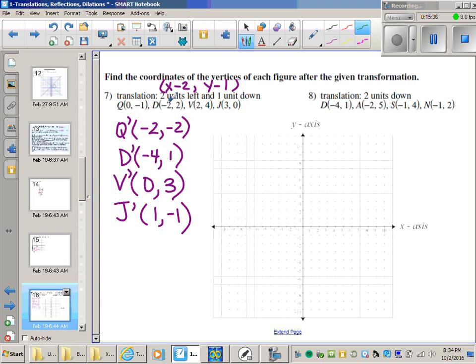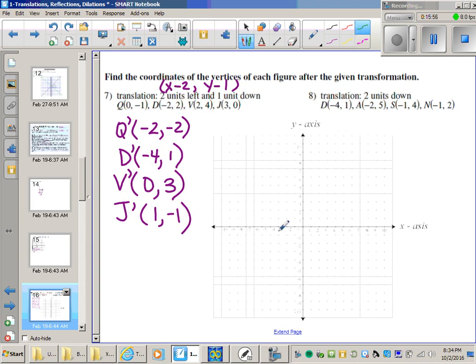Then with each point, negative 2 minus 2 is negative 4. 2 minus 1 is 1. Then for the V, 2 minus 2 is 0. 4 minus 1 is 3. 3 for the J, 3 minus 2 is 1. 0 minus 1 is negative 1.